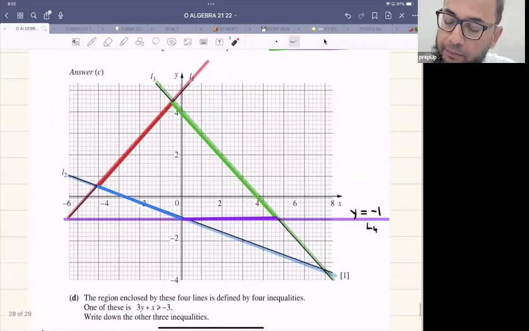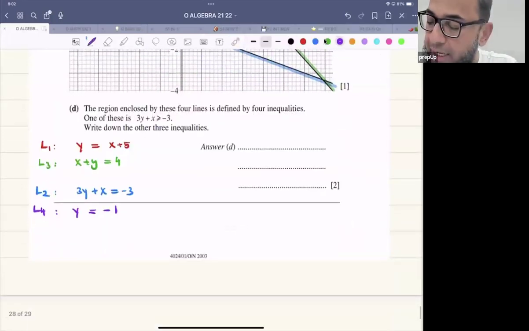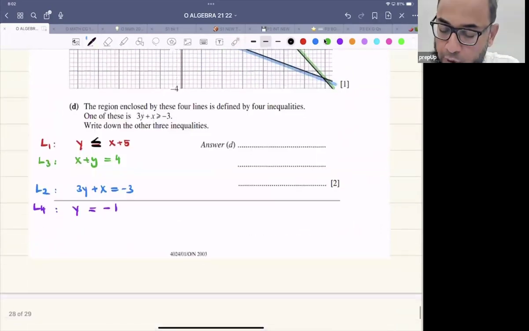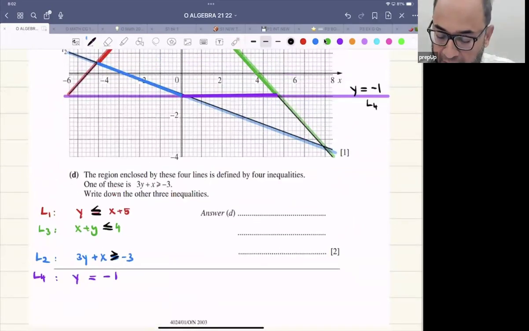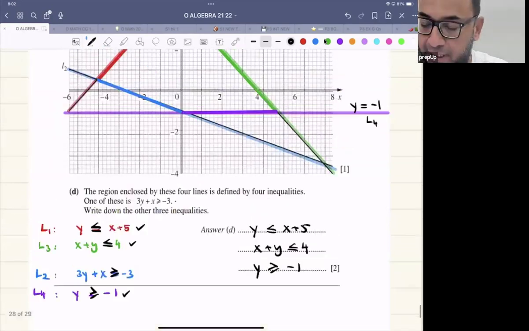Now focus on it again. It's below red, so less than or equal to this thing. Below green, less than or equal to 4. It's above blue, greater than or equal to. This was already given. So basically this and this and this, that is what you have to write. y is less than or equal to x plus 5, x plus y is less than or equal to 4, y is greater than or equal to negative 1, and that's how this question is completed.